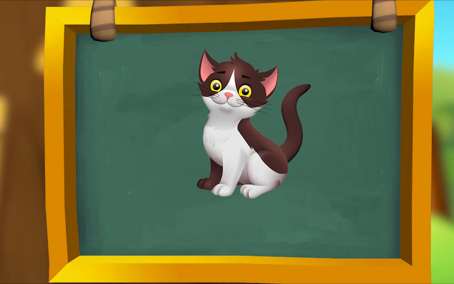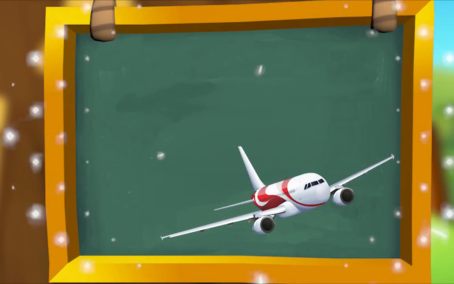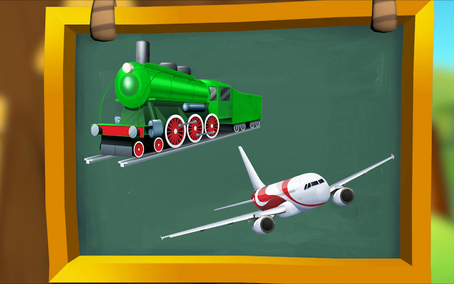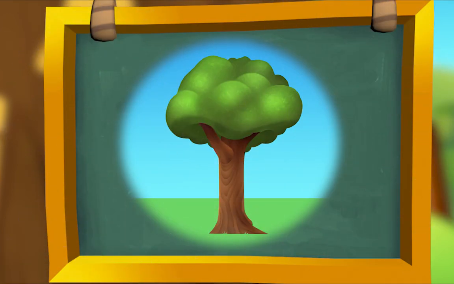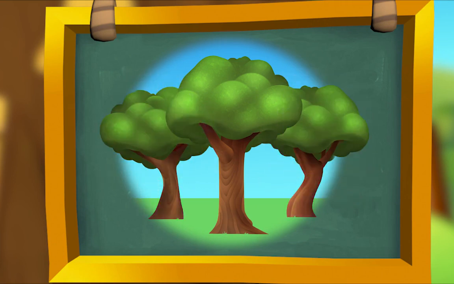I see a cat sitting on a mat. Cat, mat. They rhyme. This is a plane, and it's next to a train! Plane, train, they rhyme. I see a tree. Not just one, I see three! Tree, three, they rhyme. You're good at this.